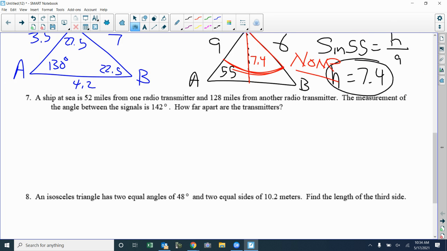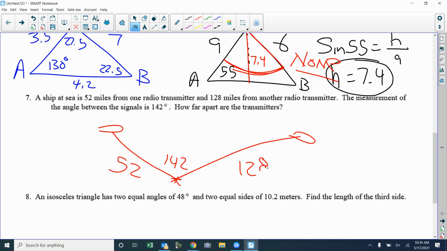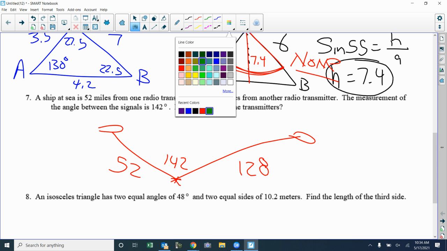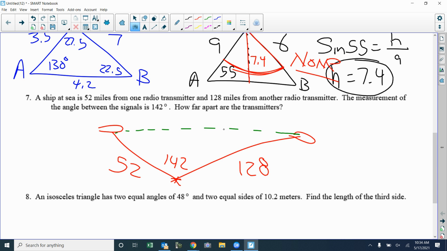All right, transmitter problem. We got a couple of ships out in the ocean. Here's the transmitter. Here's a ship over here. Here's a submarine over here. It's 142 degrees. We got 52 miles on this side, 128 miles on this side. We're looking to get this distance from ship to ship. So this is side, angle, side. Law of cosines, you can label this angle A if you want, so you're going to solve for side A.